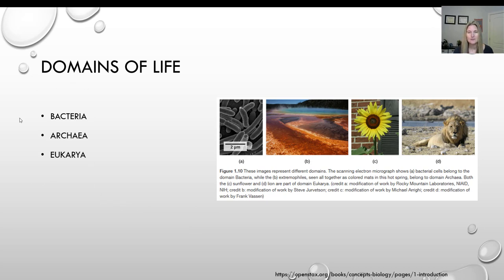Okay. So these are the three domains of life. We are part of domain eukarya, along with plants and fungus and things like that. Archaeans and bacteria are prokaryotes, but they're further differentiated based on the environments that they can survive in.